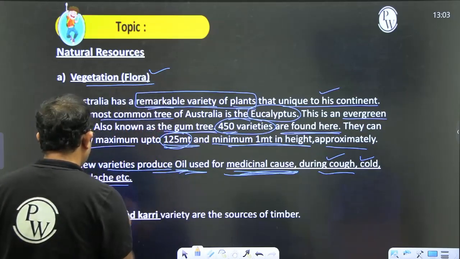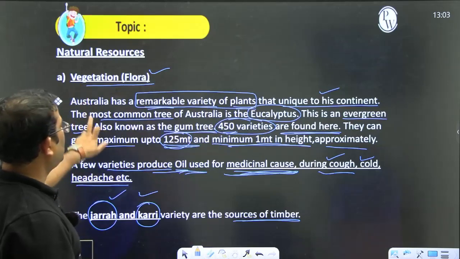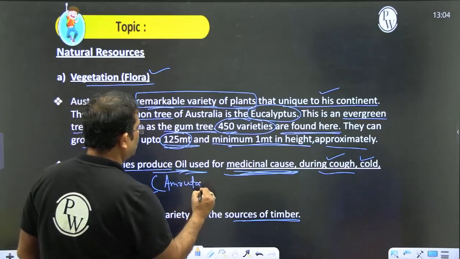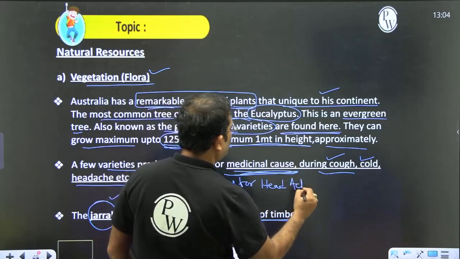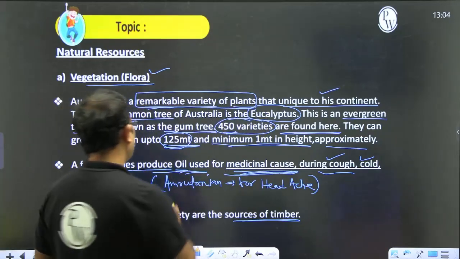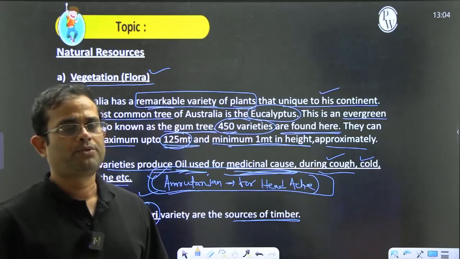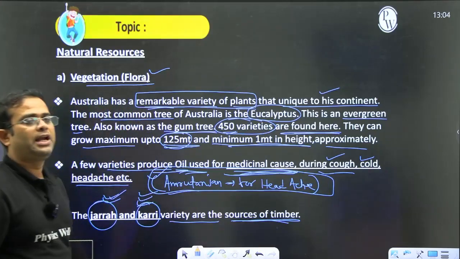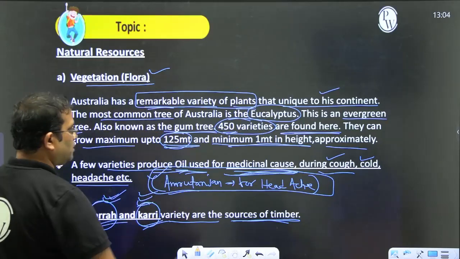The varieties Jarrah and Karri are sources of timber. This eucalyptus is the ingredient for Amrutanjan, the balm we use very commonly for our headache. Eucalyptus provides that particular ingredient for making Amrutanjan. Jarrah and Karri are basically the sources of timber.